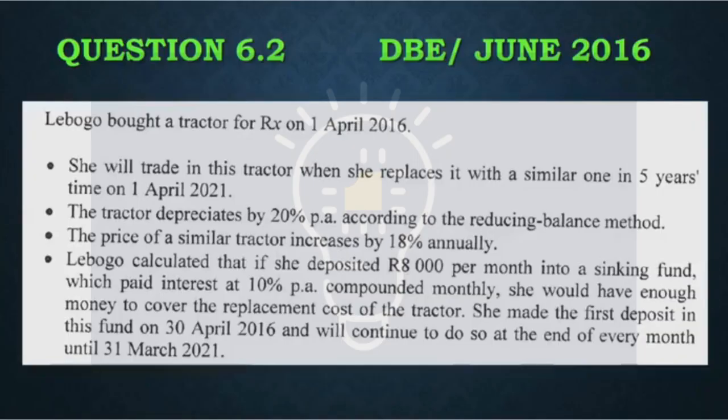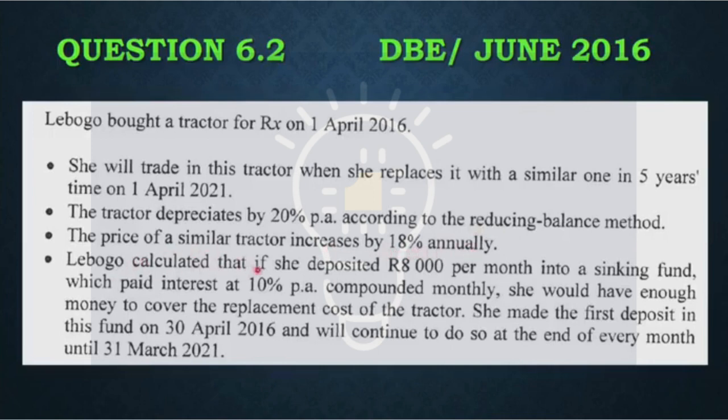Moving on, we have this question drawn from the June 2016 paper. Leboho bought a tractor for X Rand on the 1st of April 2016. Notice the following information points that are given to us. She will trade in this tractor when she replaces it with a similar one in 5 years' time, on the 1st of April 2021. The tractor depreciates by 20% per annum according to the reducing balance method. The price of a similar tractor increases by 18% annually.